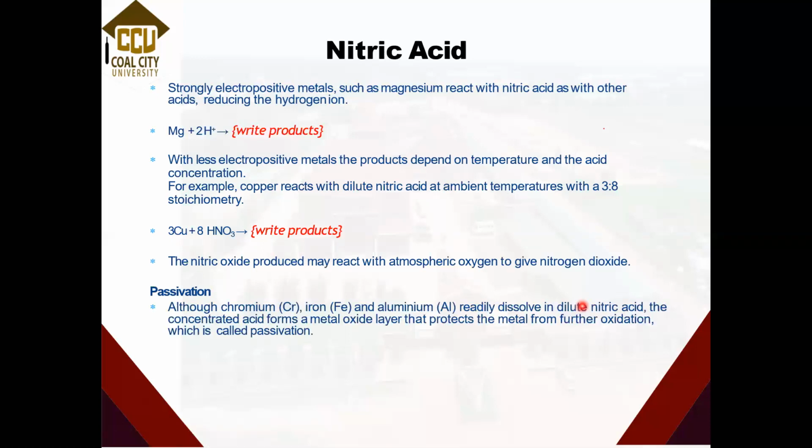Passivation. Although chromium, iron, and aluminum readily dissolve in dilute nitric acid, the concentrated acid forms a metal oxide layer that protects the metal from further oxidation, which is what we call passivation. So these metals readily dissolve in dilute acid, but the concentrated acid forms a metal oxide layer that protects the metal from further oxidation. So it would not be oxidized, because these metals form what we call a protective coating around themselves. So we call that passivation.